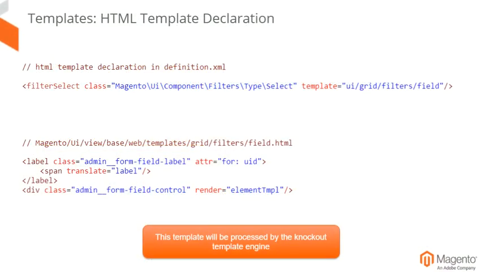This slide shows how an HTML template could be declared in a component's XML. The template file declared in the configuration can be found at Magento UI View Base Web Templates Grid Filters Field.html. Note that the template item should be inside a config element.